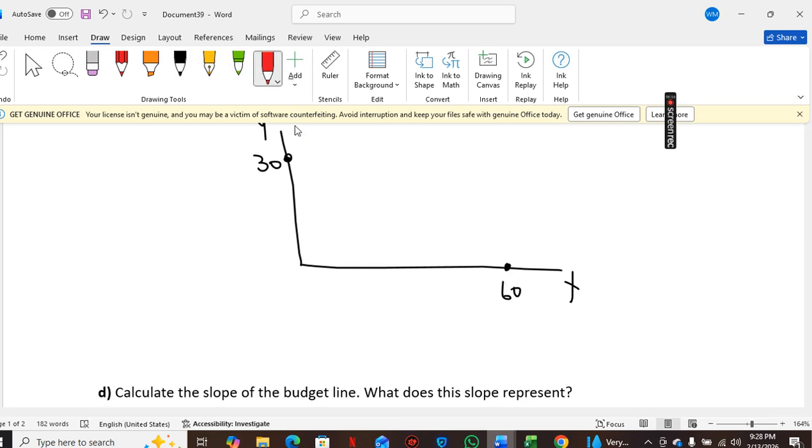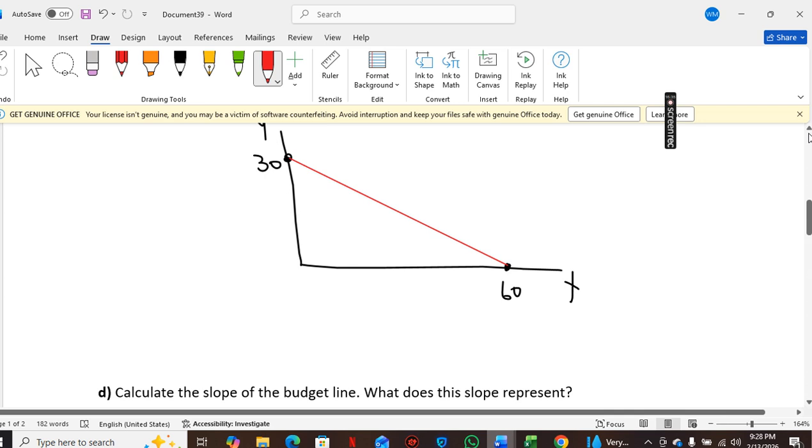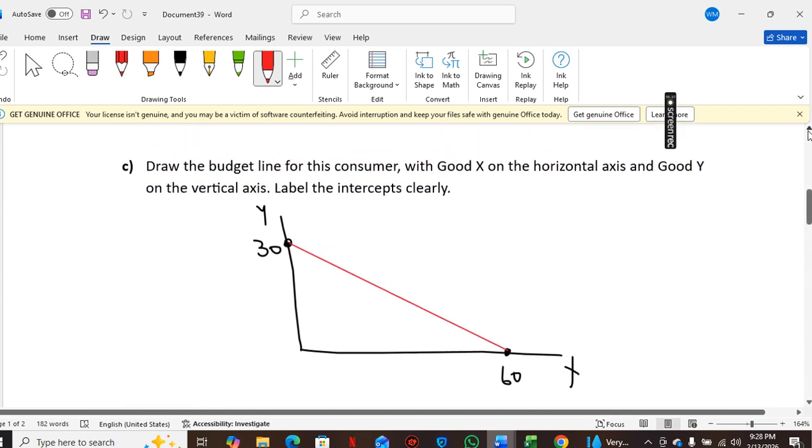Then you just connect the dots. That is the budget line. That's how you draw a budget constraint line. Any questions? Just find the X-intercept and the Y-intercept.